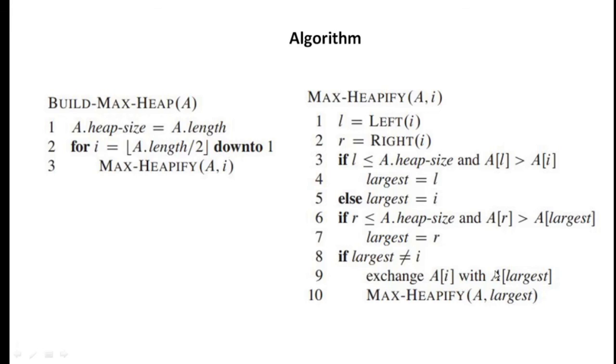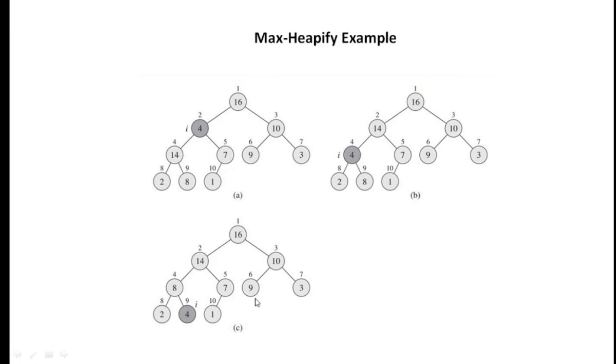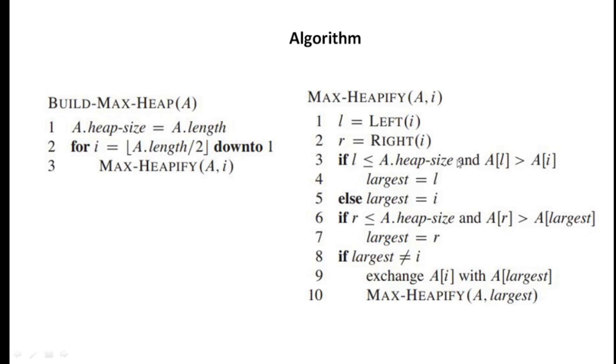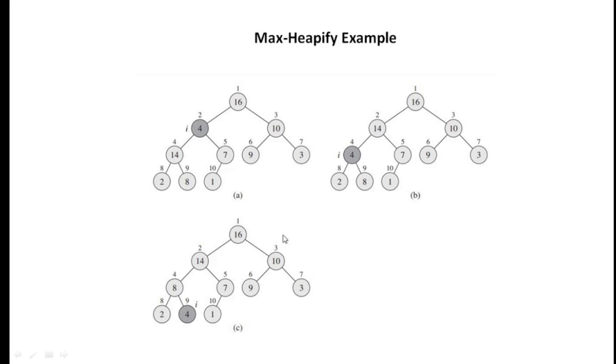After exchanging I and largest, we call maxheapify again on the largest value. Largest was this. Now we maxheapify this, but we don't have left and right, so the condition will fail. This heap size condition will not be satisfied, and in this way we end up having this maxheap. And this is how the maxheapify algorithm works. I hope that it has helped you.